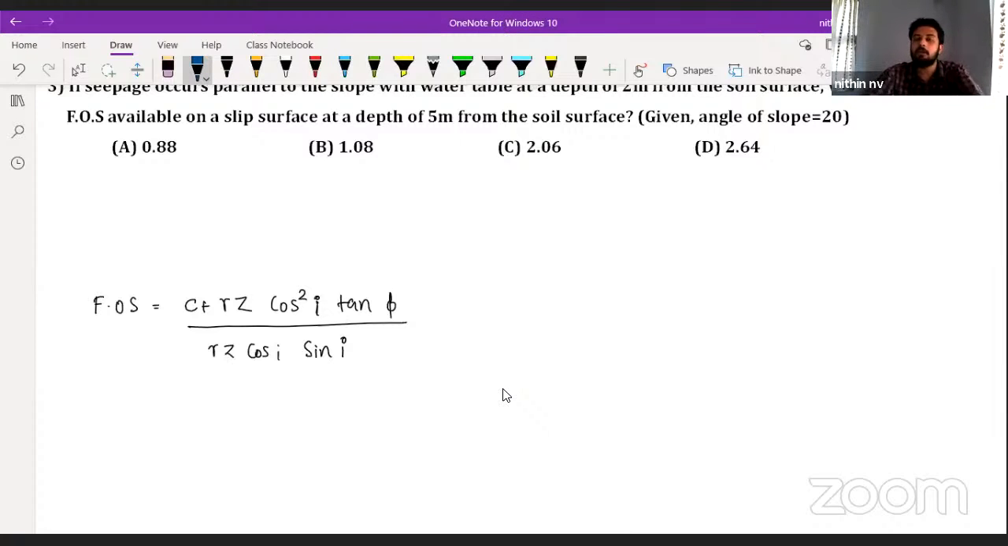For a sand soil, cohesion is 0, so that C value will become 0. Gamma z, everything will get cancelled. If it is dry, gamma we have to take properly: gamma submerged, gamma saturated and all. For a dry soil, finally, the factor of safety will become tan phi by tan I, where phi is the angle of internal friction and I is the angle of slope. How much are you getting, please comment.